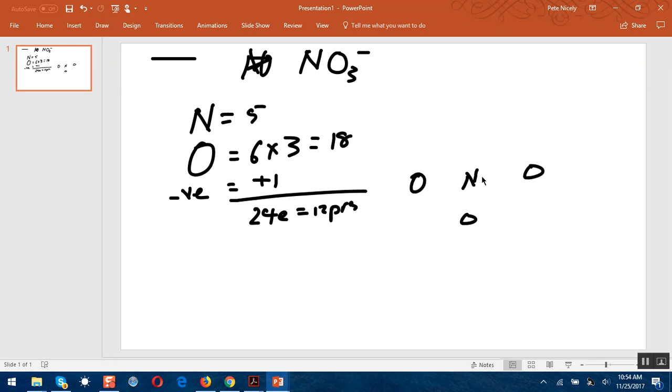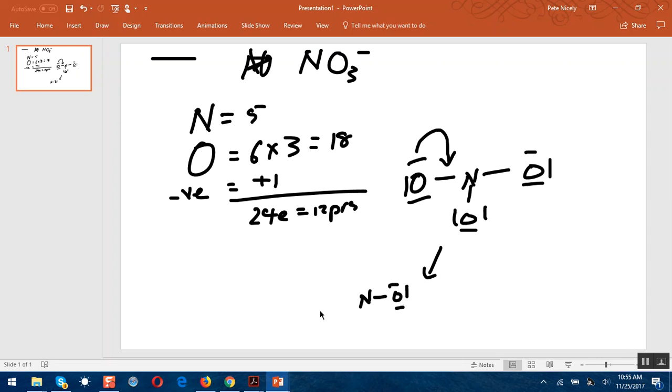Then we put the bonding pairs, 4, 5, 6. Then we put pairs of electrons on the oxygens. I'm sorry, 1, 2, 3 bonding pairs, 4, 5, 6, 7, 8, 9, 10, 11, 12. Again, we have a situation where the nitrogen does not have an octet, 2, 4, 6 electrons. So what do we do? We push a pair of electrons here to complete the octet for the nitrogen. Therefore the final structure would be N bonded to O, double bond to O, single bond to O.